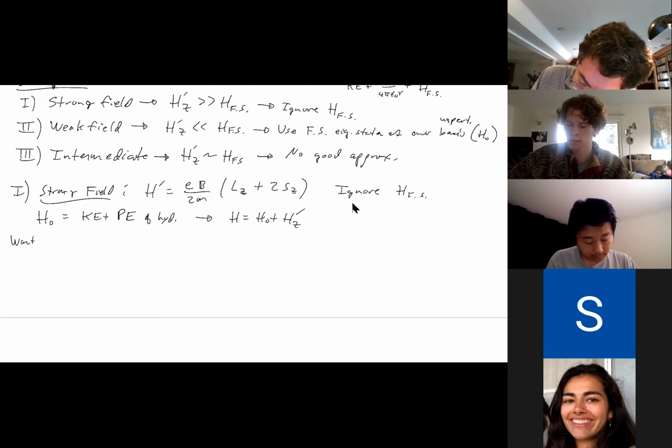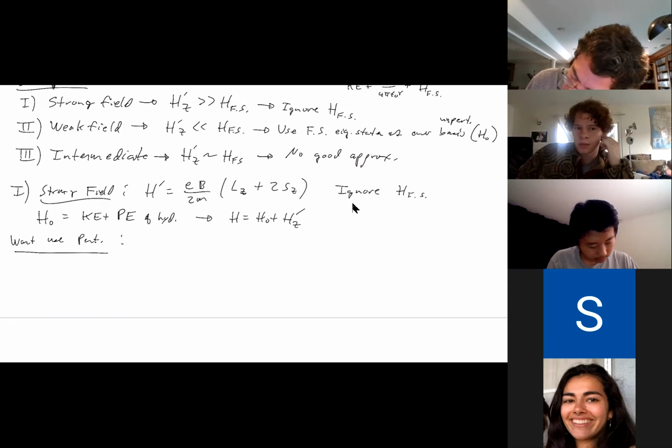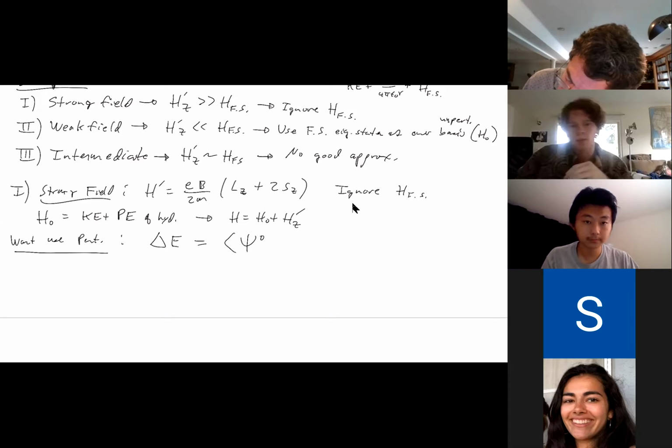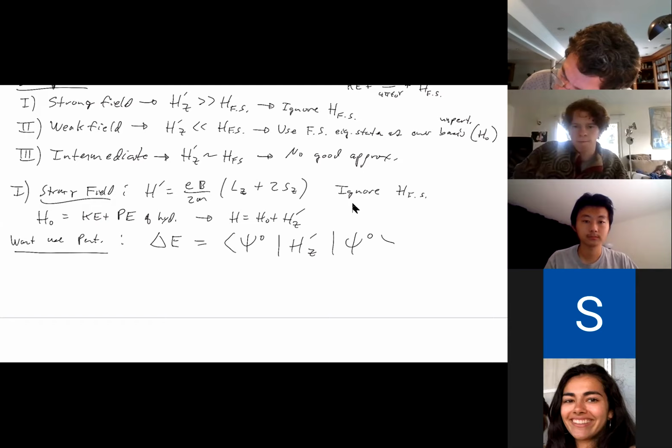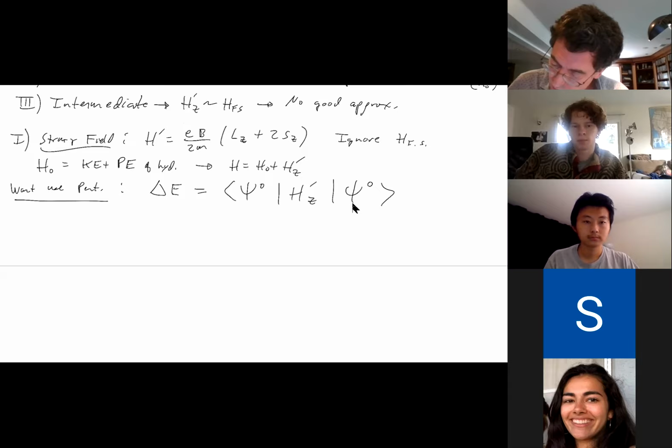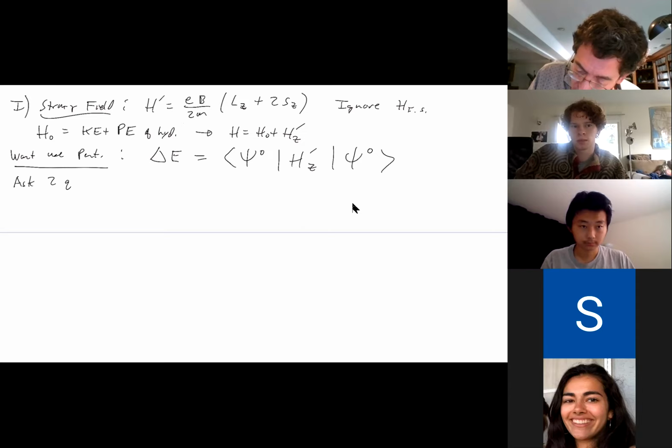And our old friend is this formula for perturbation theory. Delta E is equal to the unperturbed basis, the perturbation sandwiched between the unperturbed basis. That's the formula we want to use, right? But the question is, we have to ask two questions. Remember, we did this before, ask two questions.